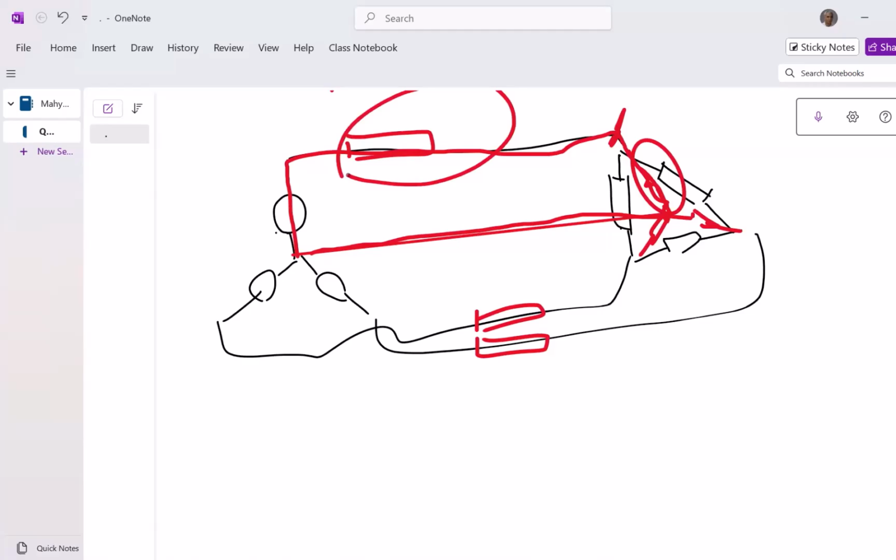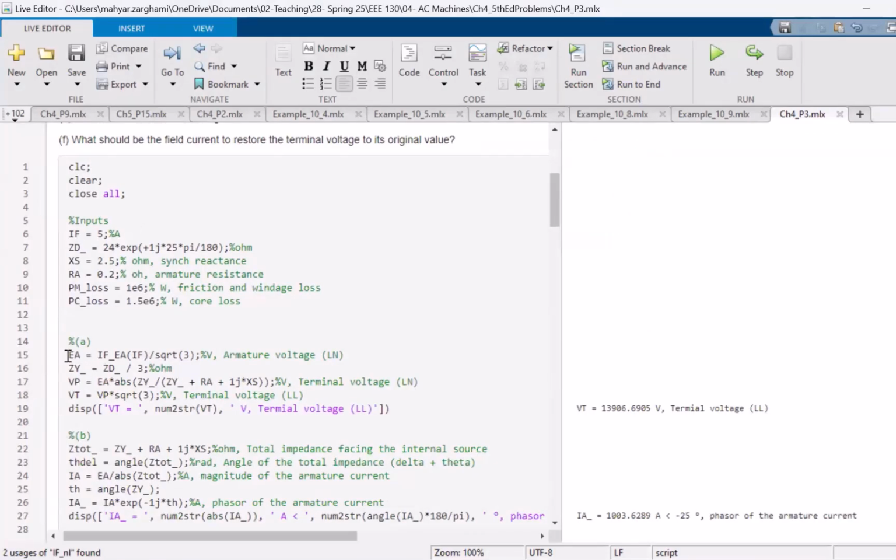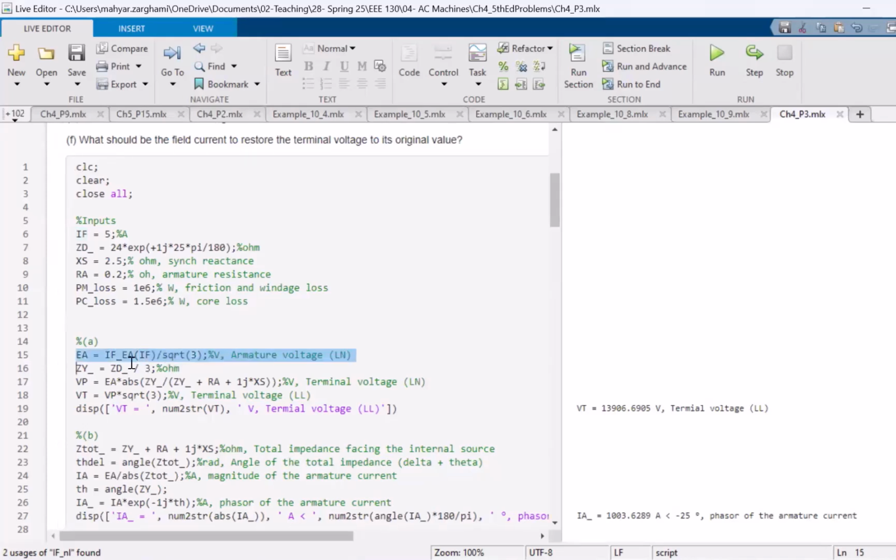You can have the voltage division concept. I'm going to find the armature voltage per phase. So I'm going to call the IFEA function, give it the IF, get the E, but I need to divide that E by the square root of 3 to make it the phase. So that's what's been done in here.